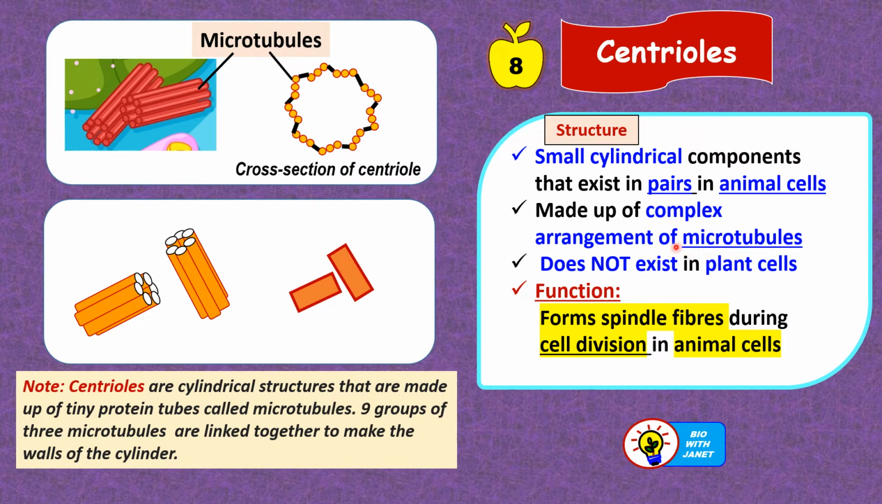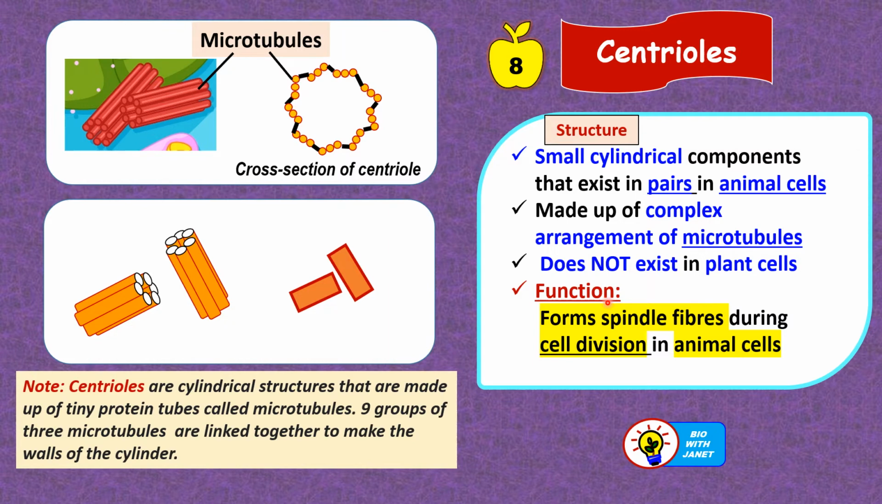So a centriole is made up of a complex arrangement of microtubules, as you can see here. And this is the cross-section of the centriole. You can see all these circular parts are the microtubules. They are arranged in a complex pattern like this. So centrioles do not exist in plant cells. Please take note of that.